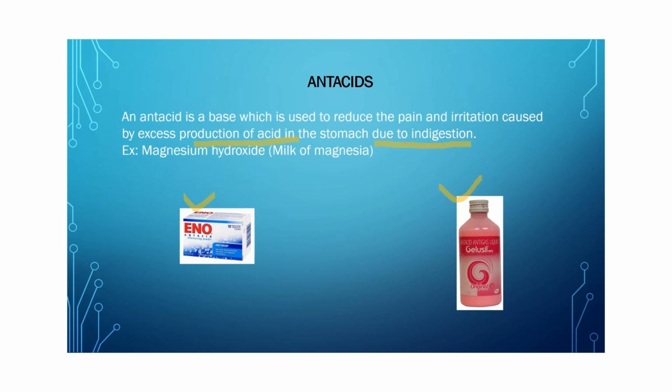So when we consume an antacid, an antacid is basically a base. It is a hydroxide. So when we consume this base, it neutralizes the excess acid present in the stomach and reduces the pain and irritation. And this is how we get relief from acidity.